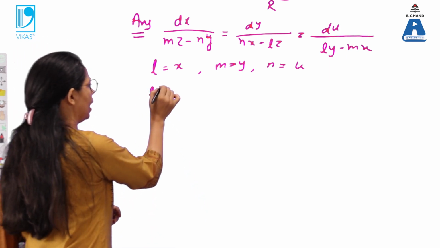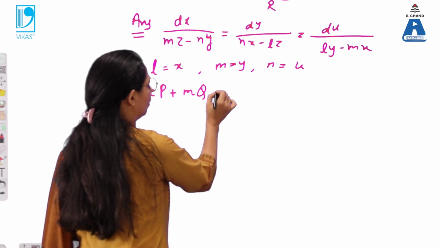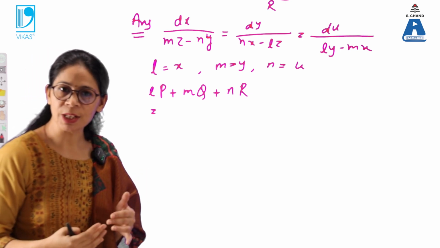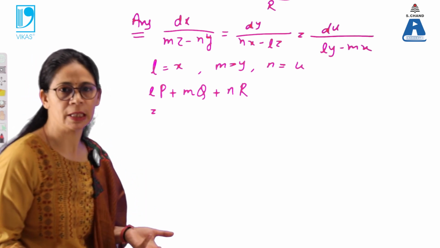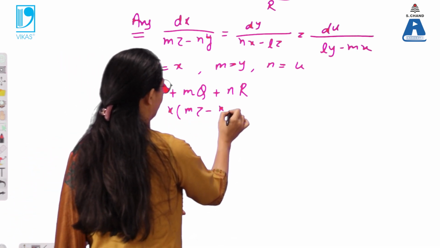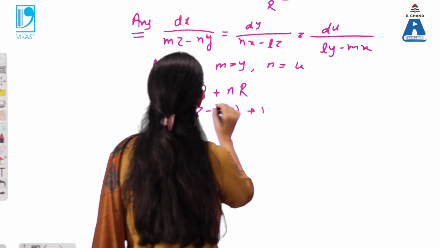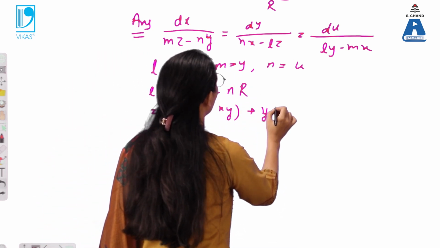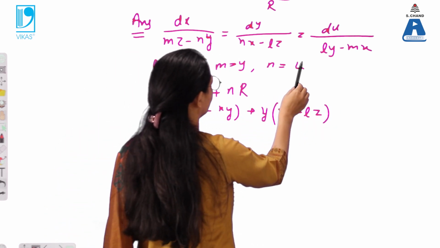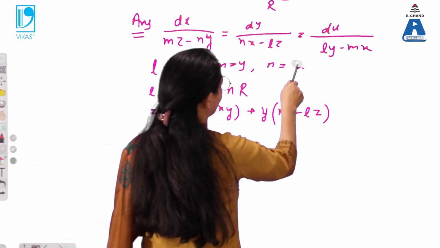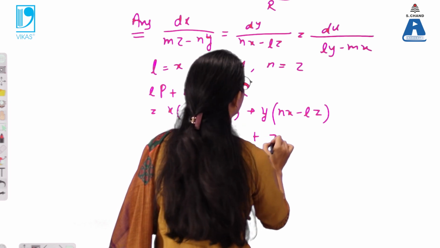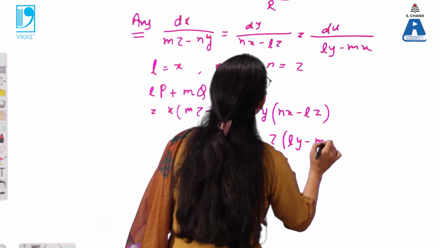So we will see that Lp plus Mq plus Nr should be equal to 0, otherwise they will be of no use for us. So x into mz minus ny, plus, instead of m we will write this y, into nx minus lz, and we will take this n as z, and plus z into ly minus mx.